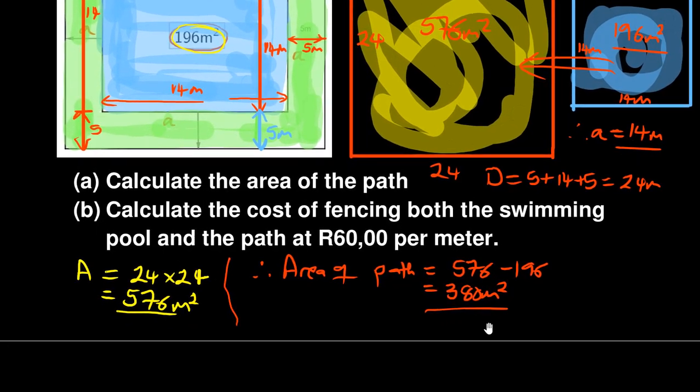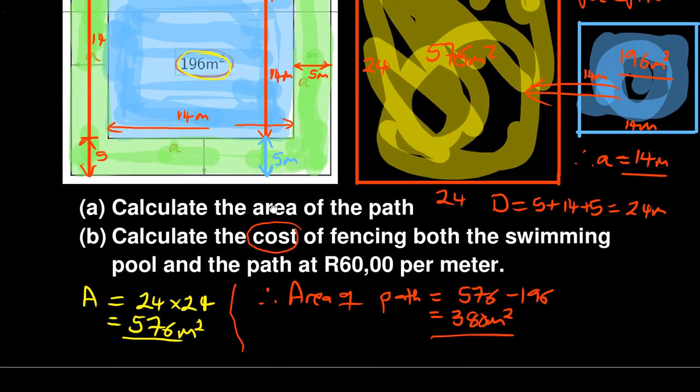Now let's look at B. B says calculate the cost. Now it's about money. Calculate the cost of fencing both the swimming pool and the path at 60 Rand per meter. So now let's go back to our diagram.